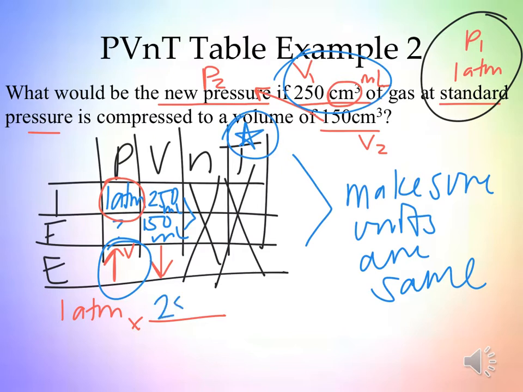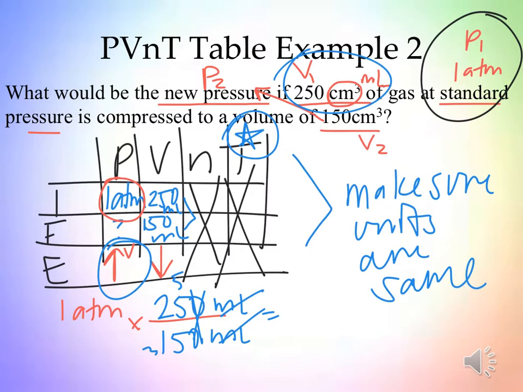So I'm going to multiply by 250 milliliters over 150 milliliters. Again, your milliliters cancel, one on top, one on bottom. We're left with atm, which is what we want. So 250 divided by 150, you can even do this without a calculator. The zeros cancel. 5 goes into 25 5 times, so you have 5/3.